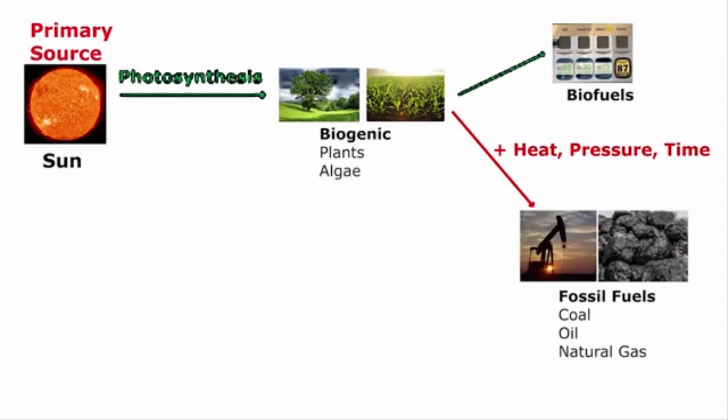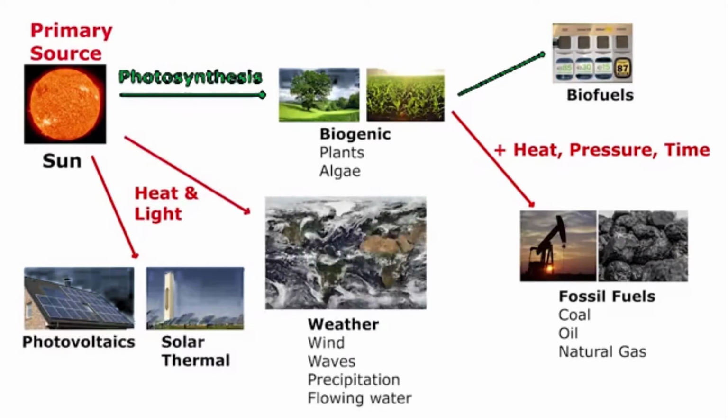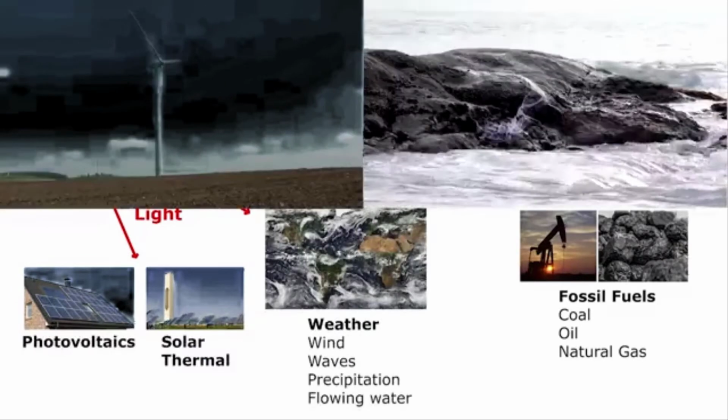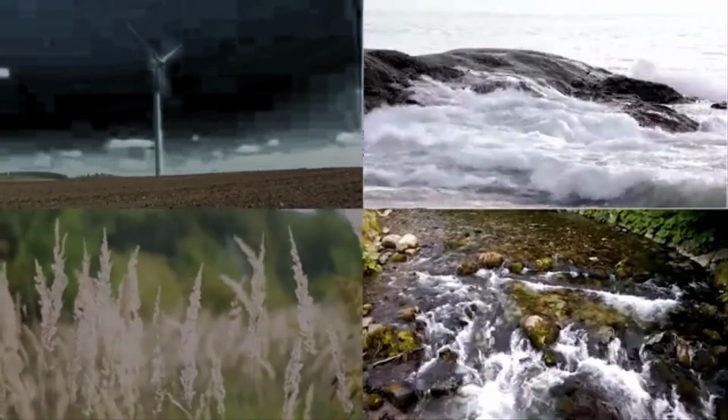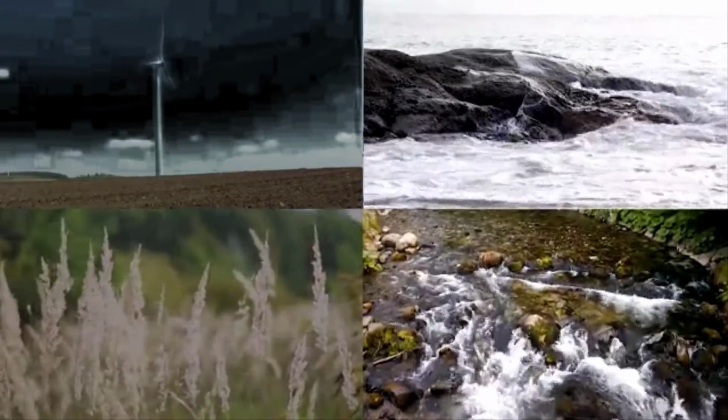natural gas. There's also the heat and light of the sun, which are directly used in photovoltaic and solar thermal applications, as well as all of our weather events such as wind, waves, precipitation, and running water that can all be harnessed and converted into other forms of energy.